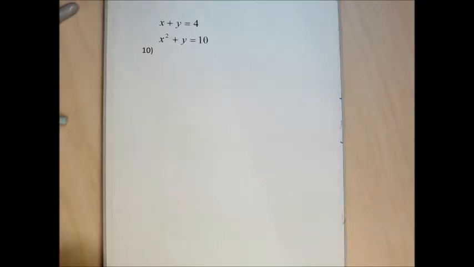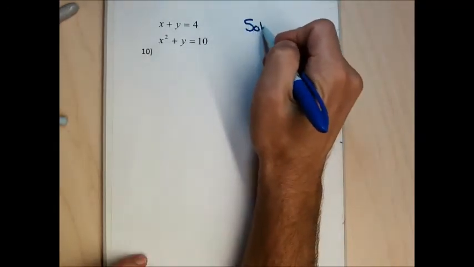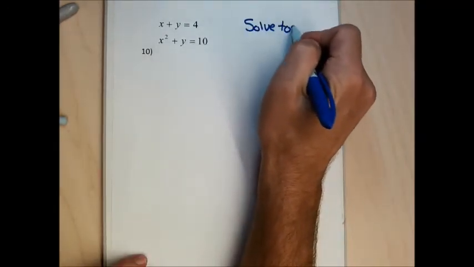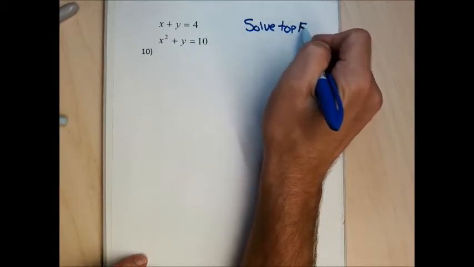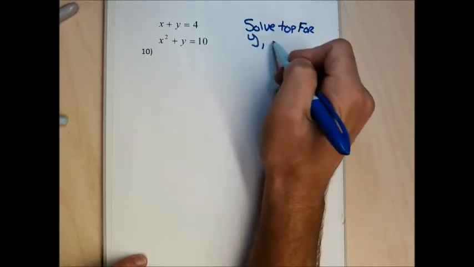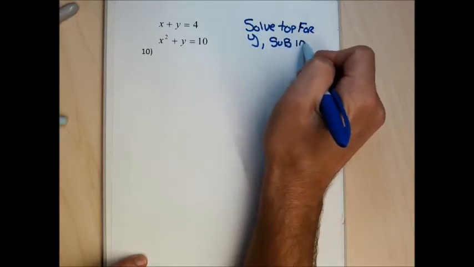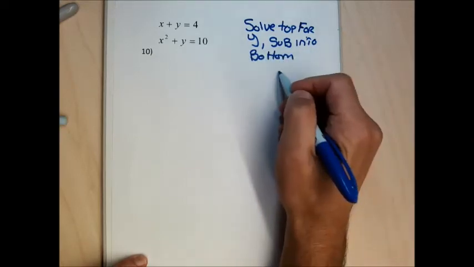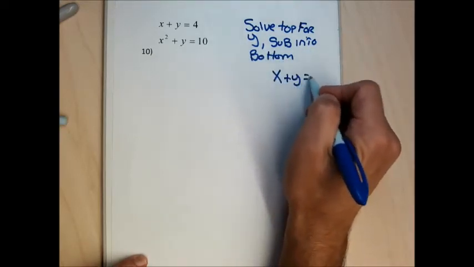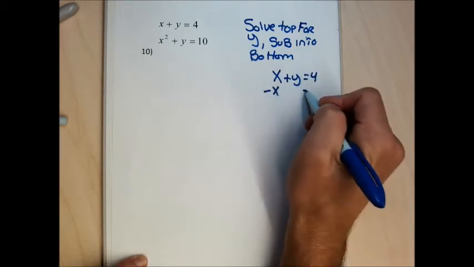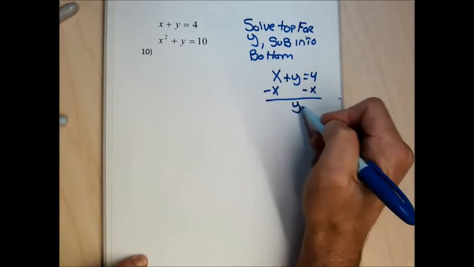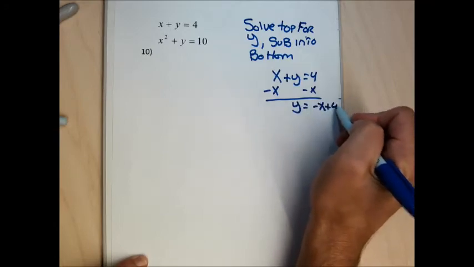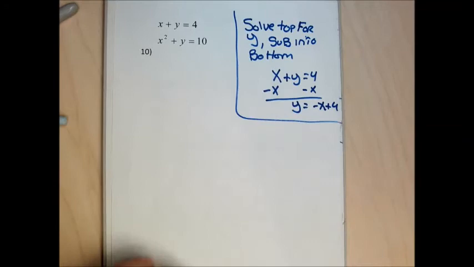I think I'm going to do the same sort of strategy for number 10, meaning I'm going to solve the top for y and substitute into the bottom. So the top equation is x plus y equals 4. I'm going to minus x from both sides. And this is going to give me y equals minus x plus 4. And that I'm going to now sub into the bottom equation.